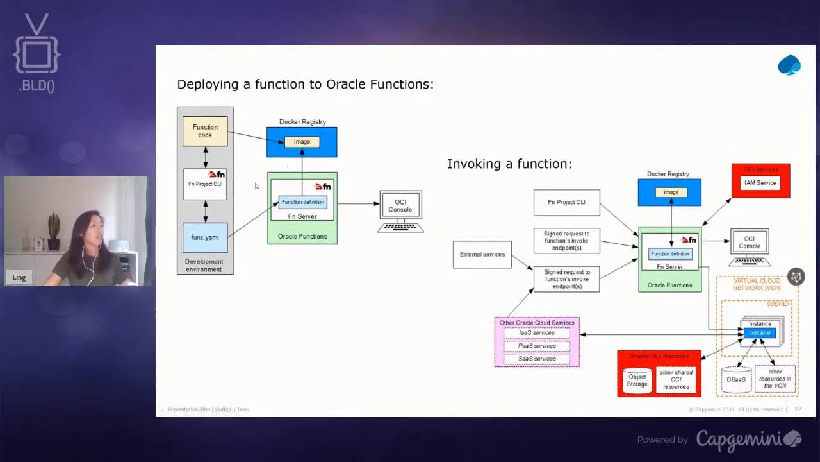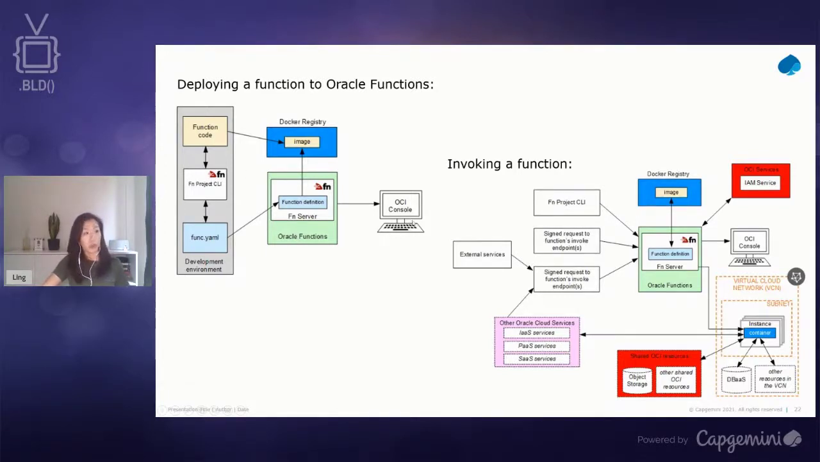And you always have a func.yaml, and that is basically your function definition. It describes settings like the max length of time the function is allowed to execute for, and the max amount of memory the function is allowed to consume. And together with a link to the image in a Docker registry, it is then uploaded to the function server. And then lastly, the function is added to a list of functions and can then be seen back in the OCI console.